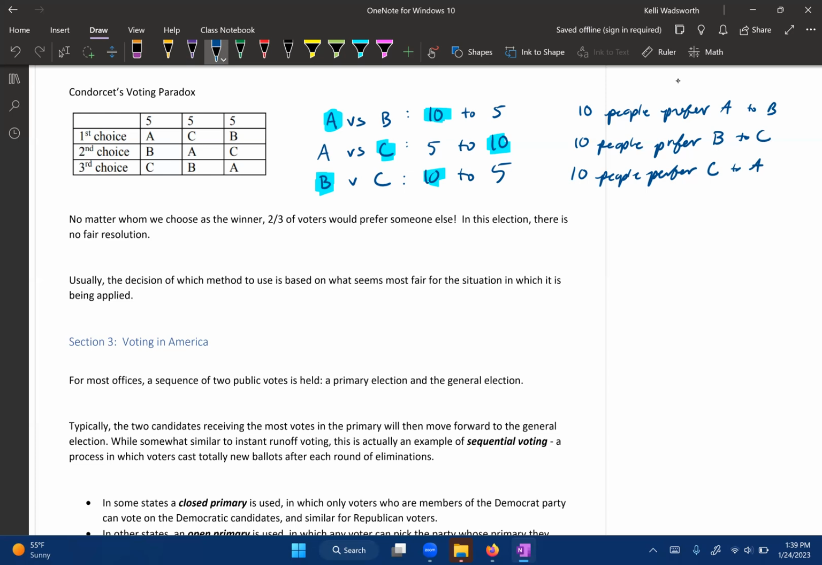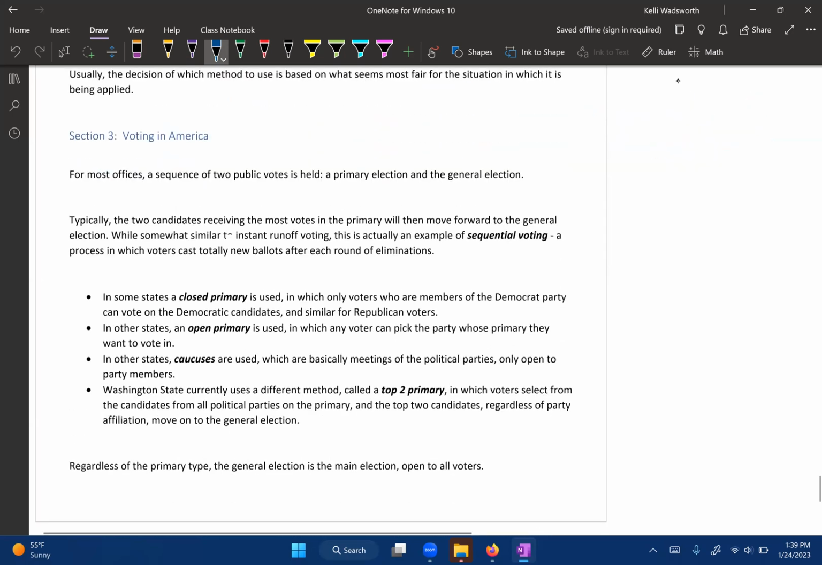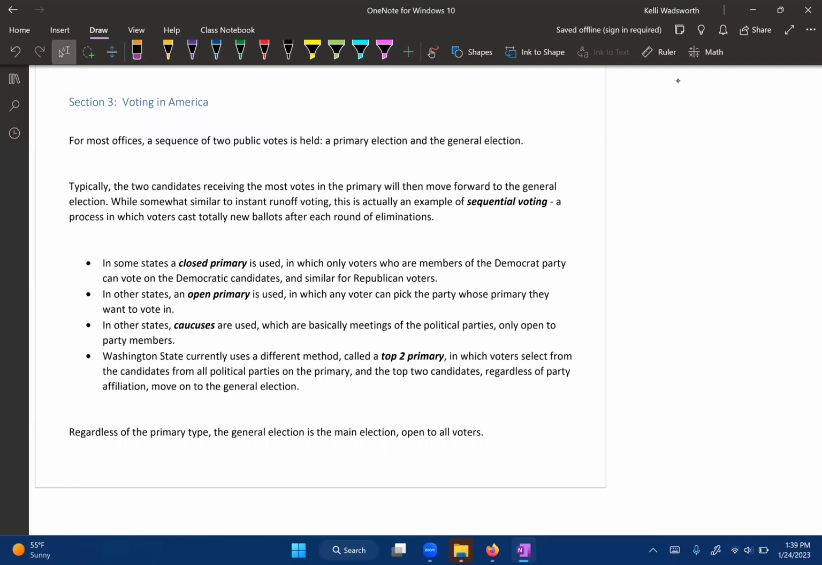So that's interesting. Okay. And then after all this talk of voting methods and such, you may be wondering, how does voting happen in America? Or maybe some other country, how does it work in other countries? If there are elections and there is voting, how do they work?